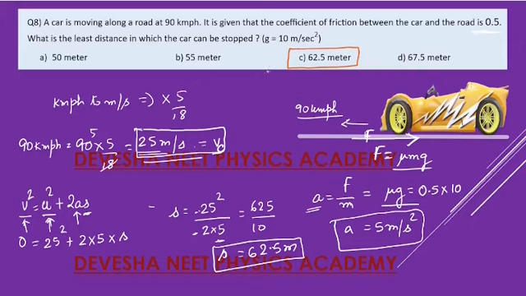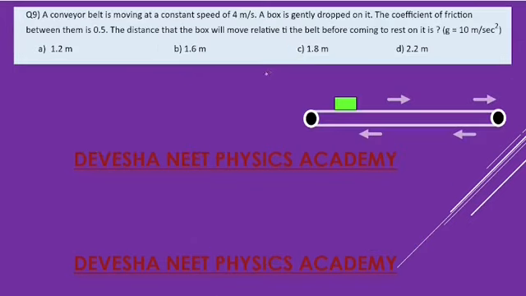Now let's go to the next problem. There's a conveyor belt given to us, and it is moving like this, in the forward, right direction. It moves at a constant speed of 4 meters per second. So I can write that V of the conveyor belt is 4 meters per second.